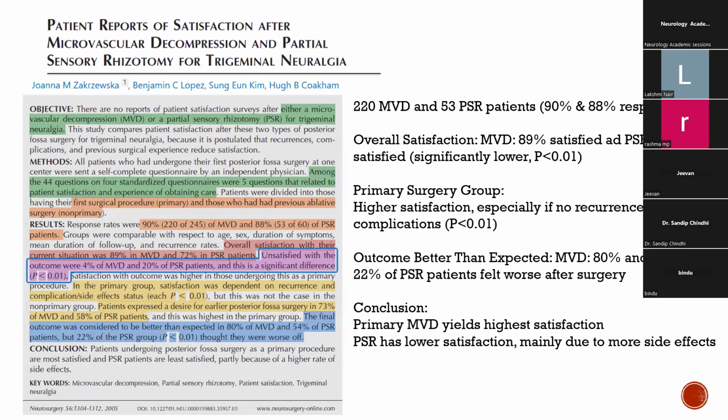This study assessed the effectiveness of microvascular decompression, studying 220 patients with microvascular decompression and 53 patients with partial sensory rhizotomy. The overall satisfaction was high for microvascular decompression, and they concluded that primary microvascular decompression yields higher satisfaction.